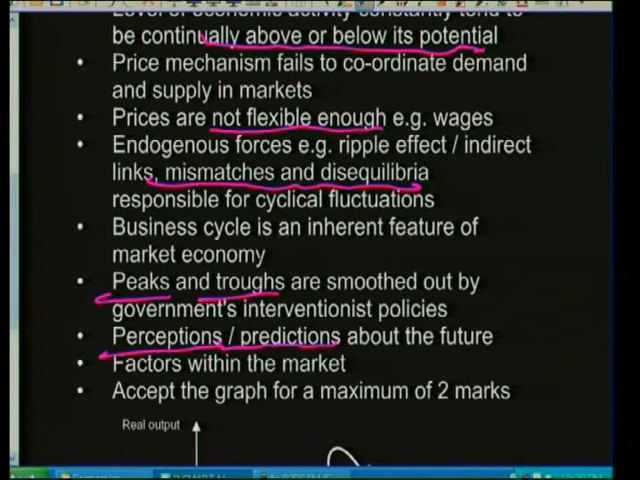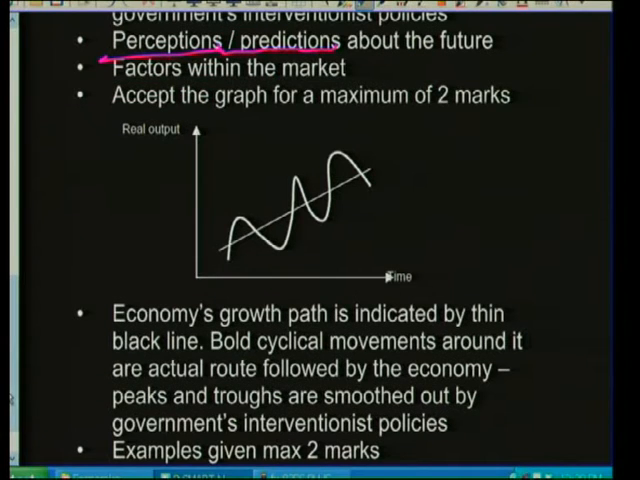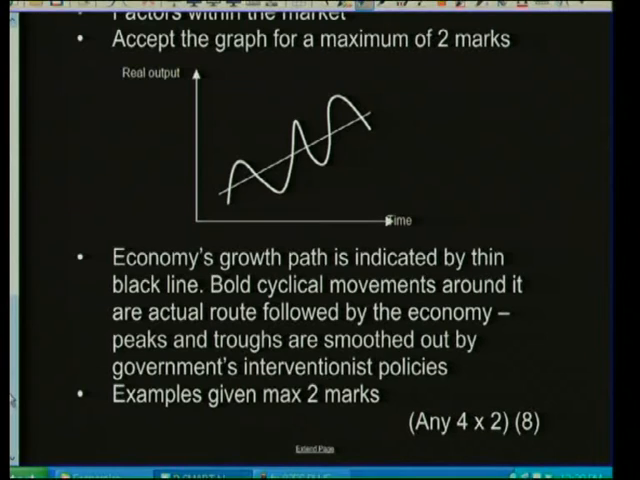Okay, then there are certain factors inside the market that will lead to a change in the economic activity at a specific time. And then what they also allowed in this exam, in the memo, was that you could draw a business cycle. What you have to keep in mind is that you're not going to get that many marks to draw the business cycle, because that is not what the question specifically required. Straight after that, the economy's growth path is indicated by the thin black line. So in other words, when you look at the line here, that is actually your trend line.